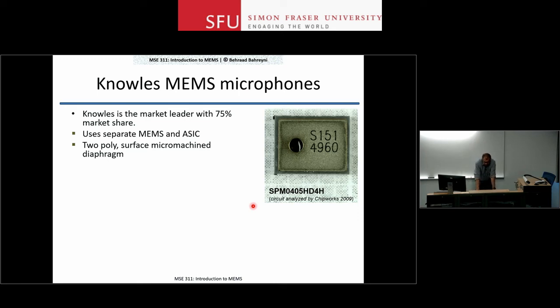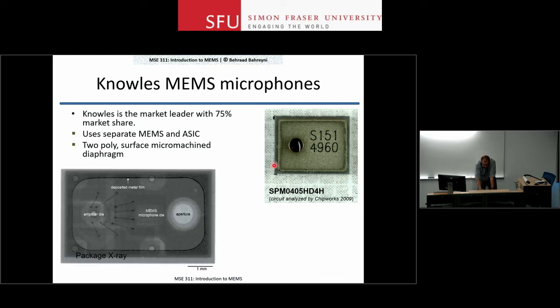But here is a microphone from Knowles. This is a market leader. I really don't follow the relative portions of the market for each one of these manufacturers, but it has been a major producer of MEMS microphones. And in this case, what they have is a MEMS microphone. The microphone chip is separate from the electronic chip. So they make the MEMS in one process and electronics in a different process. And this is where the vent is.